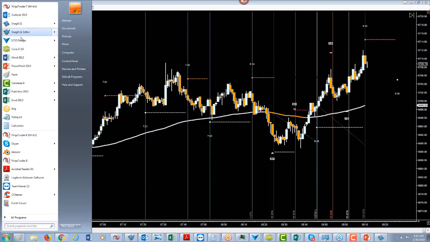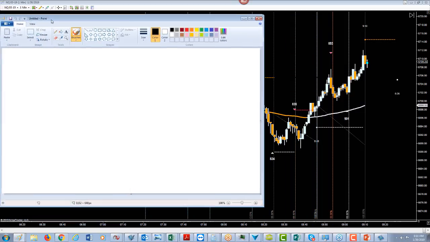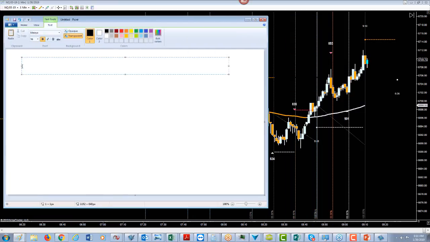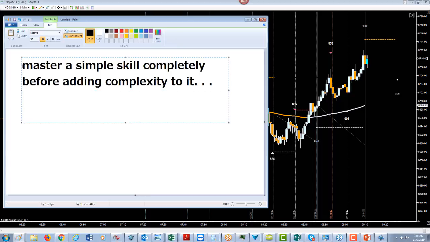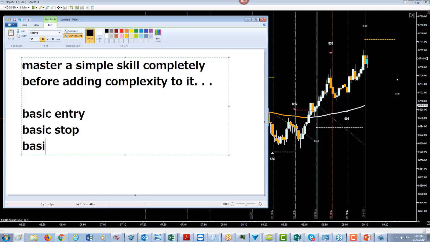So, I talked a little bit yesterday with a really great guy about this. And so, James, one of the things that I've uncovered in training people is to master a simple skill completely before adding complexity to it. So James, what I'm basically showing is a very basic entry, a very basic stop, and a very basic target that's based in time.